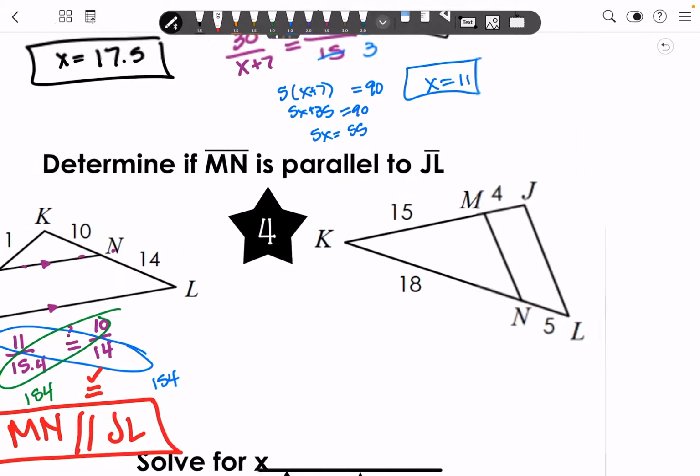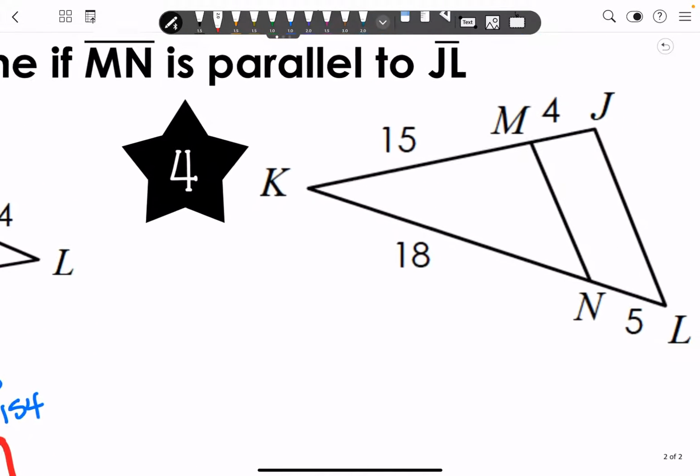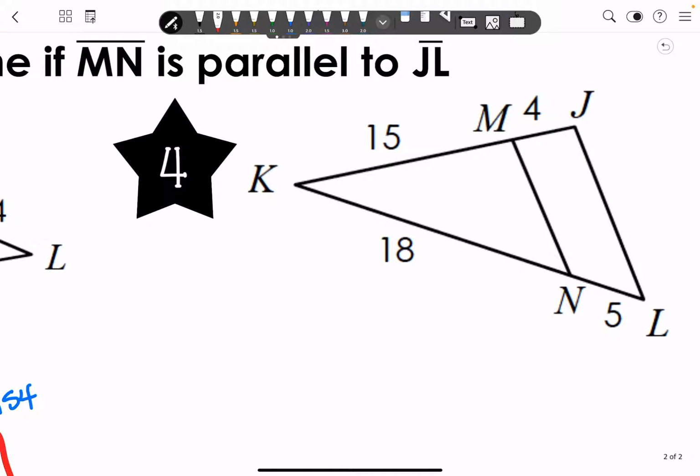So I want you to try number 4. Pause the video and then check yours with mine. All right, so we are assuming that MN and JL are parallel. So we're going to do 18. Let me switch to a not as mean color. And we're going to do 18 over 5 is equal to 15 over 4. Maybe.